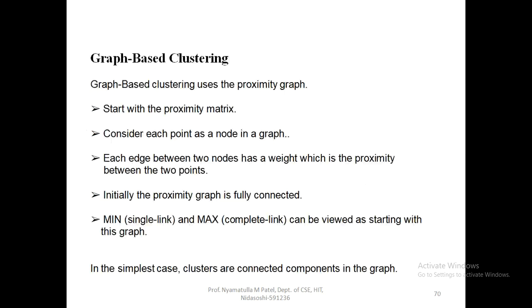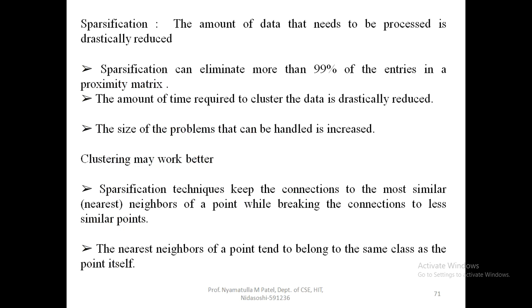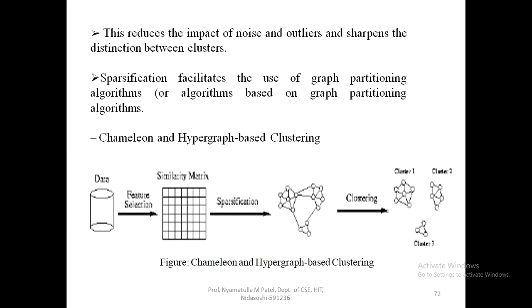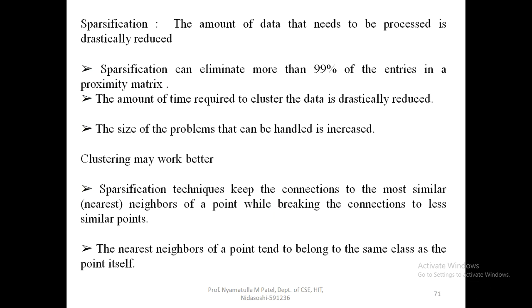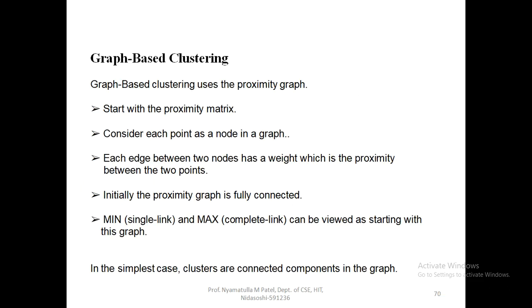Now here we come across an important factor called sparsification. What is sparsification? Sparsification means the amount of data that needs to be processed is drastically reduced. Sparsification can eliminate more than 99% of entries in a proximity matrix.